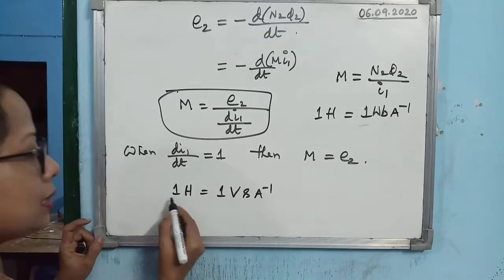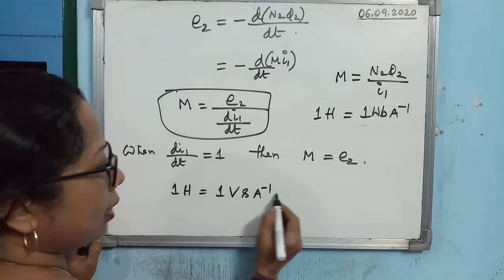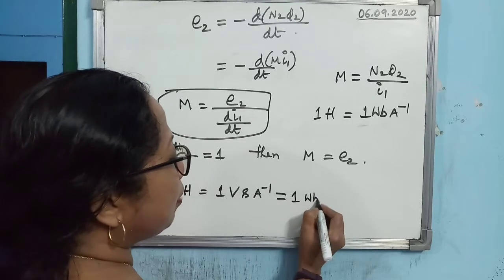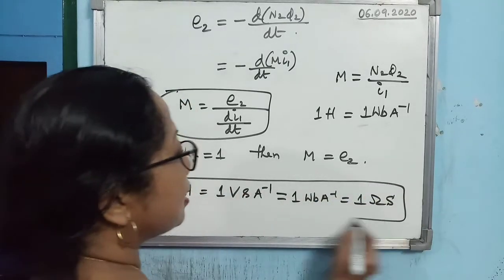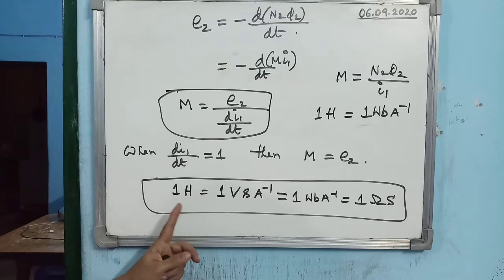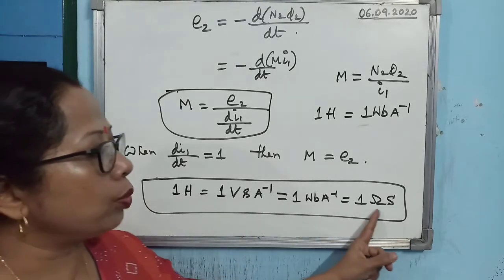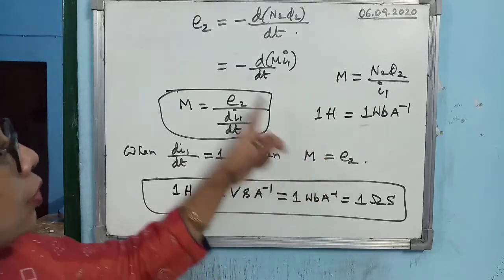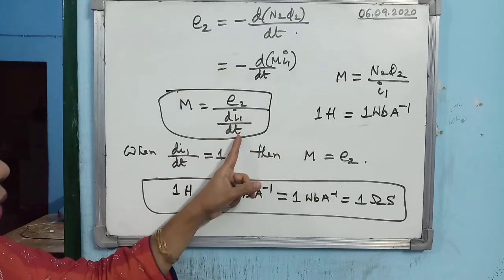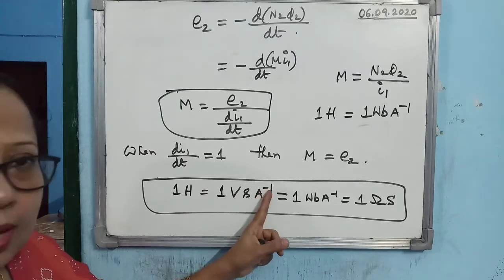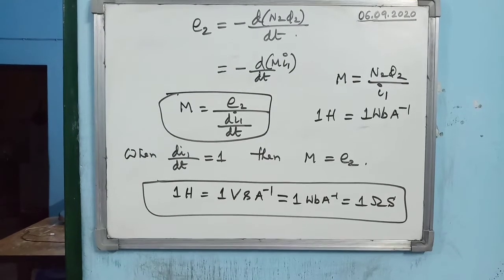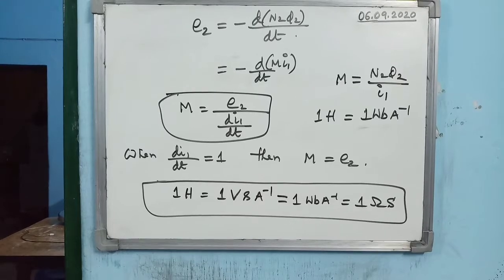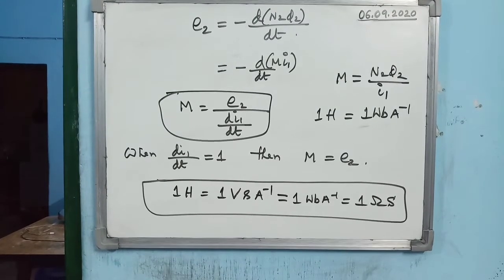So again you are getting the same relation. 1 Henry is 1 volt second per ampere, or 1 Weber per ampere, or you can write 1 ohm second. Alright, sometimes you may get 2 marks question like this. Show that 1 Henry is equal to 1 ohm second. Then in that case you have to use this one, that E2 by di1 by dt. 1 Henry is 1 volt second per ampere, and then volt per ampere is ohm. So it will come 1 ohm second. Okay, so this is the concept of mutual induction and mutual inductance, which we call as coefficient of mutual induction also.